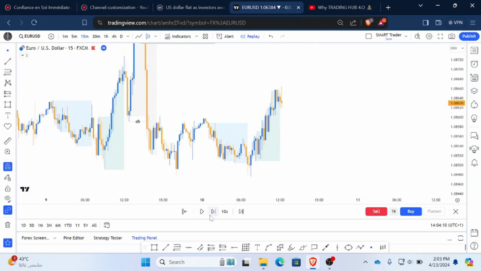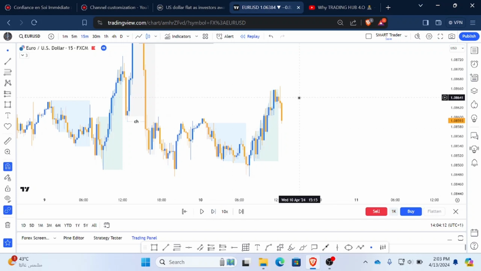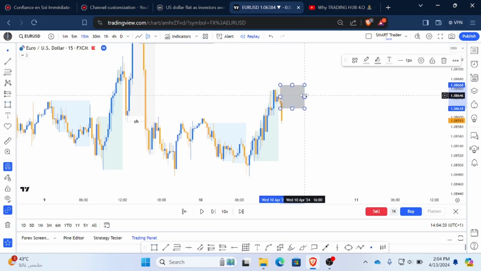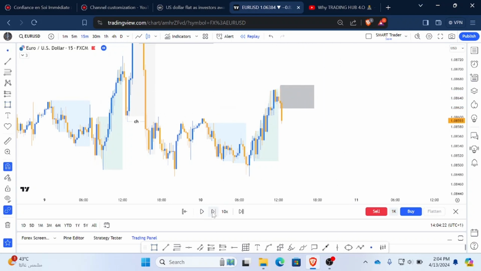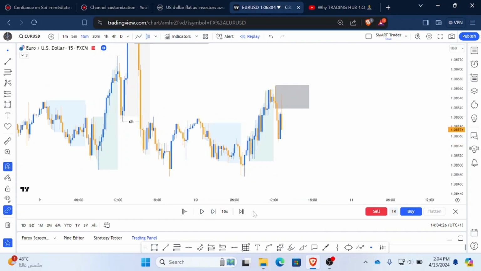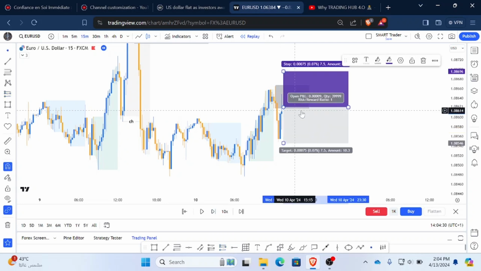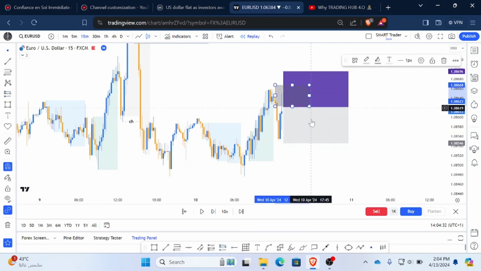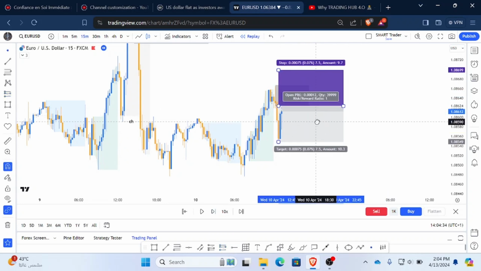So I waited for the market to confirm the single candle order block by closing below this one here. Okay, and then if the market pushes higher to mitigate my single candle order block, then I will definitely jump in. Okay, and the market eventually came back to mitigate this single candle order block, and this was my entry point here.